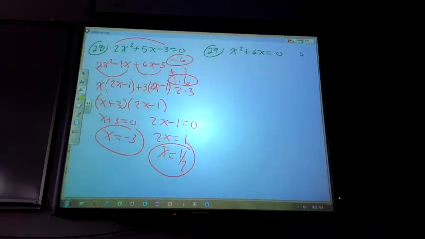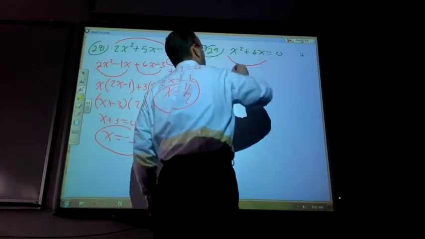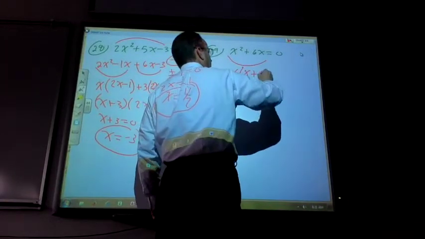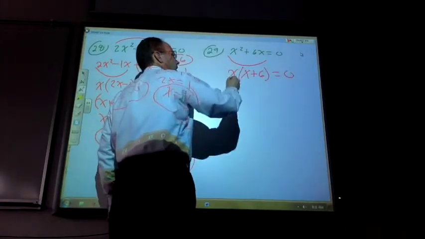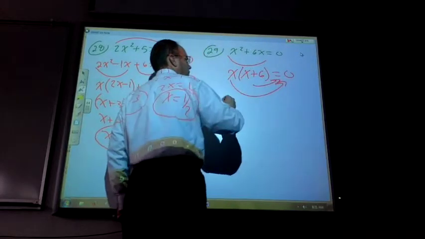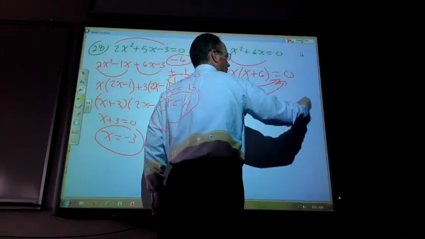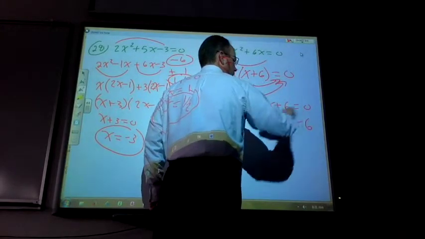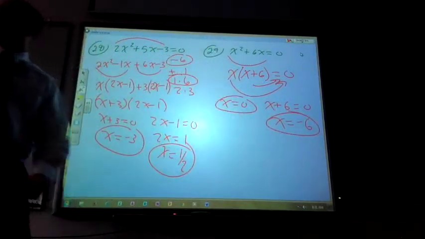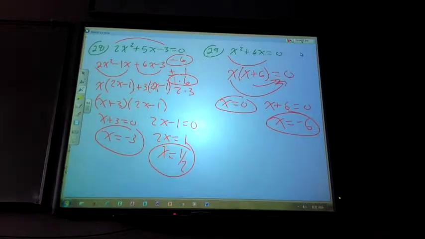All right, 29. How should I approach it? Both have x's. So I'll factor out an x. And then I get this, right? So then I just have to set both of those equal to 0. So x equals 0. Cool. X plus 6 equals 0. Done. Woo! All right.